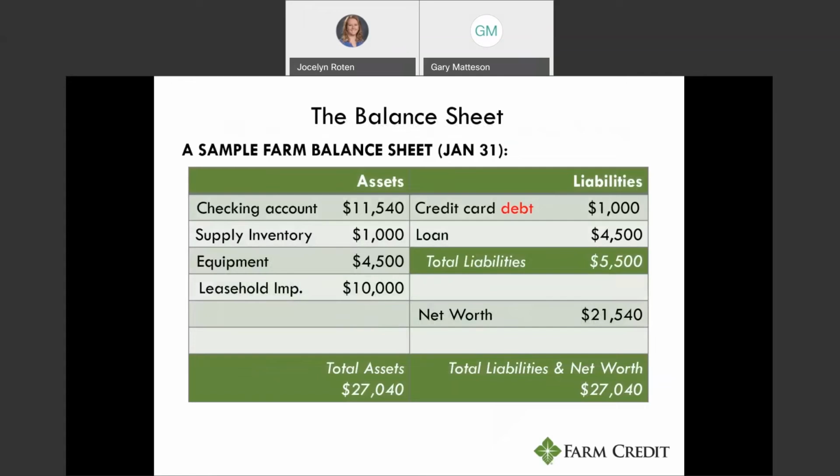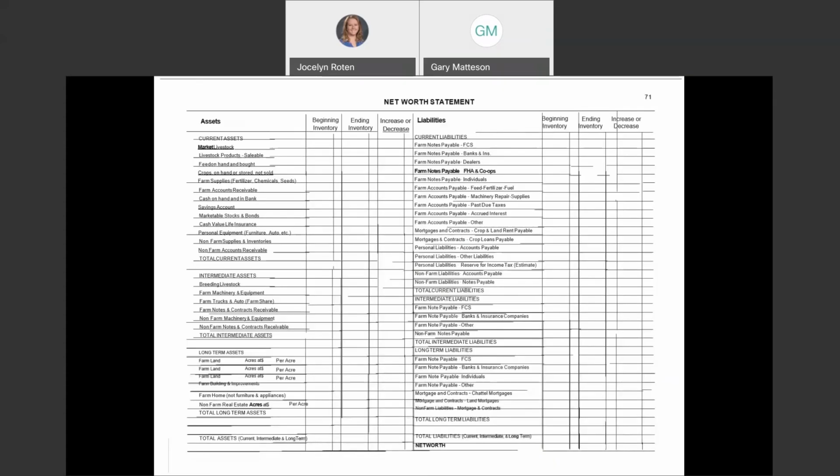Maybe you put a well onto the property that you're renting. And then your liabilities would include any kind of debt that you have, a car payment, credit card debt, a loan for putting in that well, let's say, or buying a piece of equipment. And then again, assets minus liabilities equals net worth.